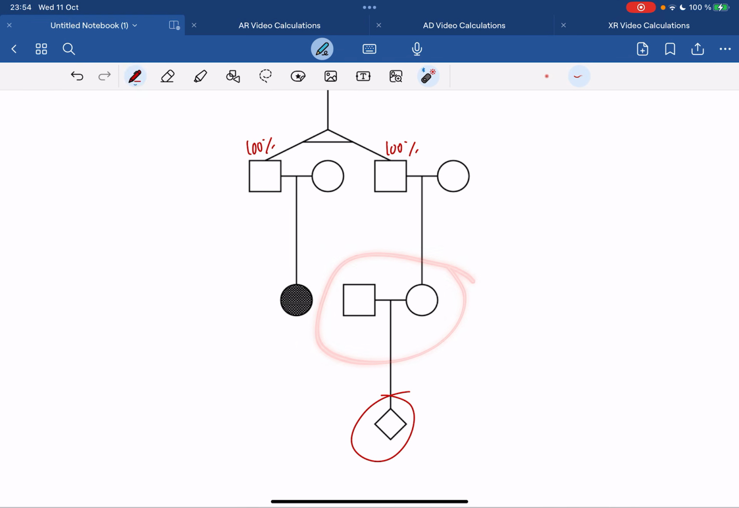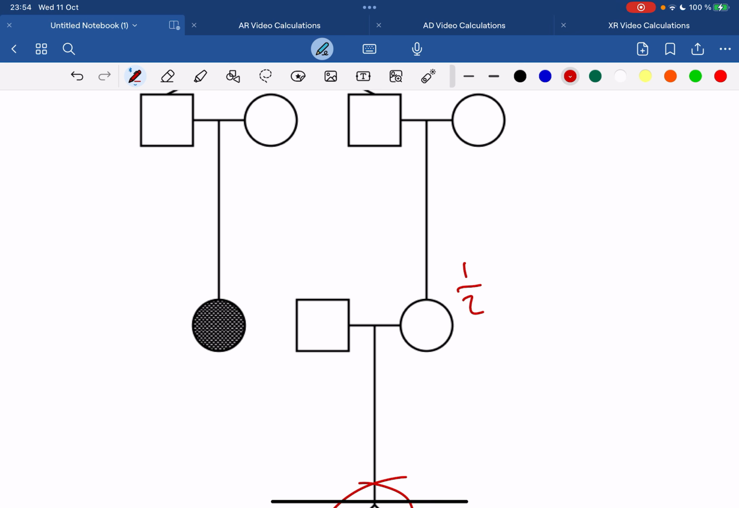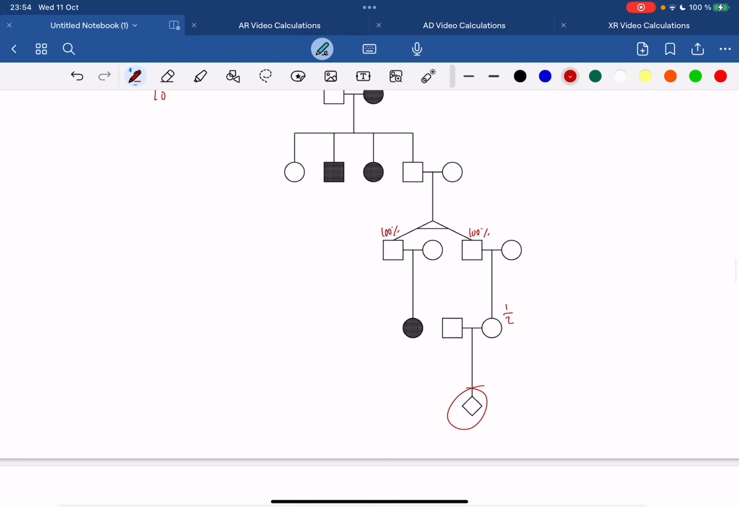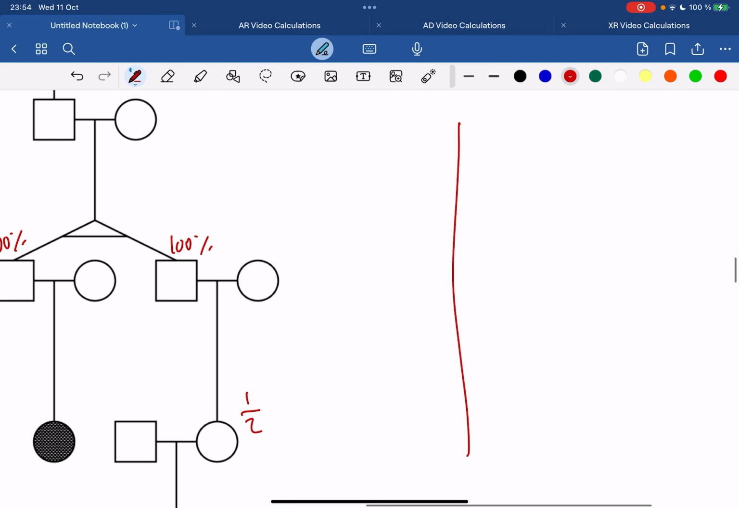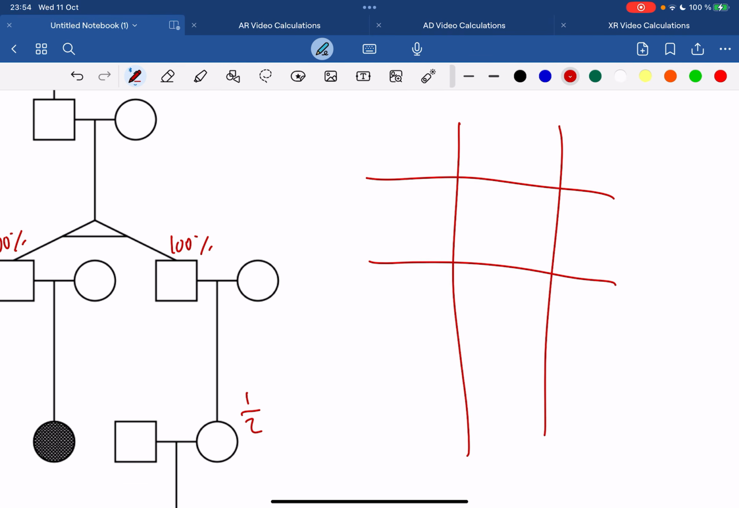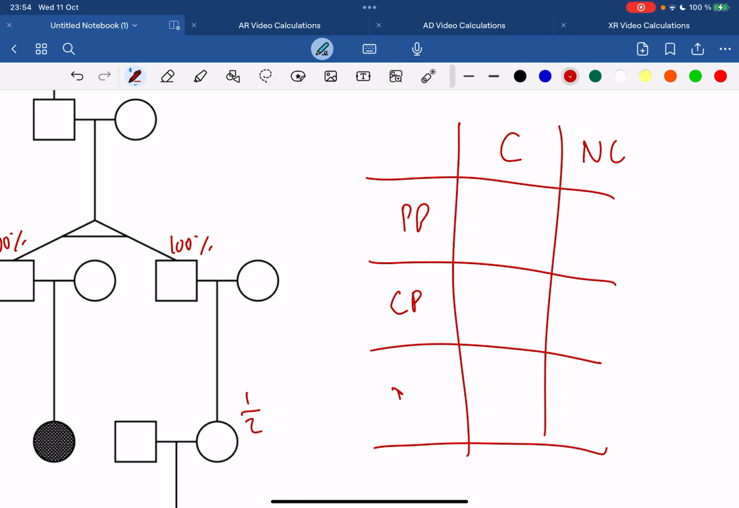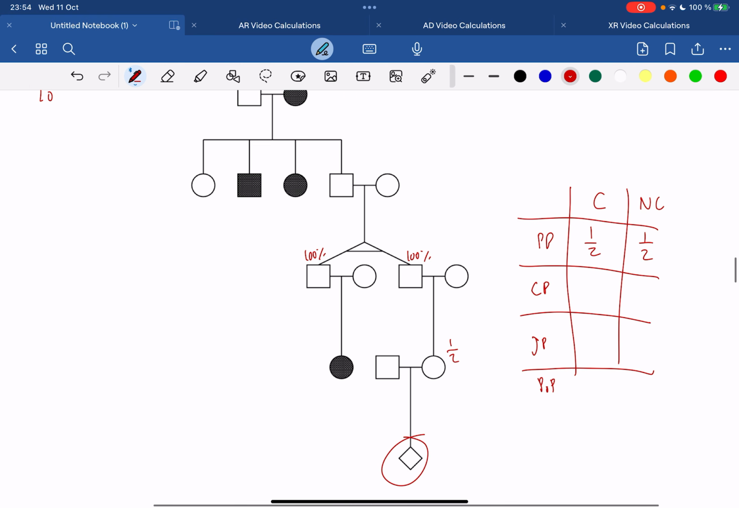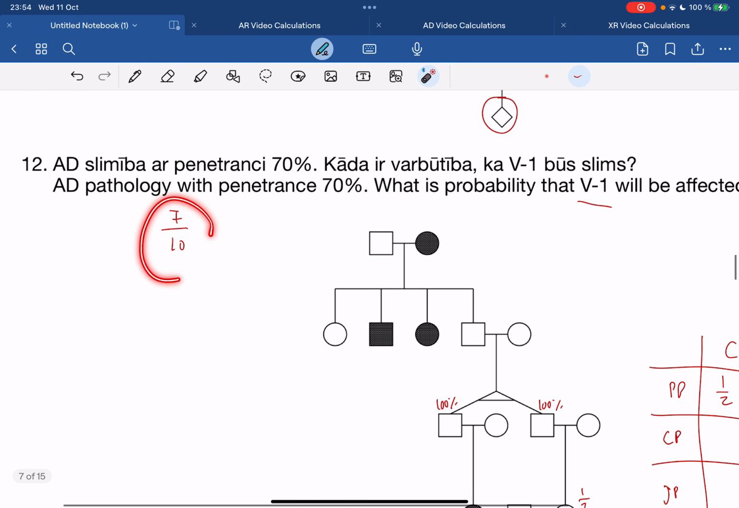And now we go down one step here. We go according to the half rule, but because we're dealing with autosomal dominant, if we're unsure, we have to write a Bayesian table. So like this: carrier, non-carrier, prior, conditional, joint, posterior. 1/2 here, 1/2 here.